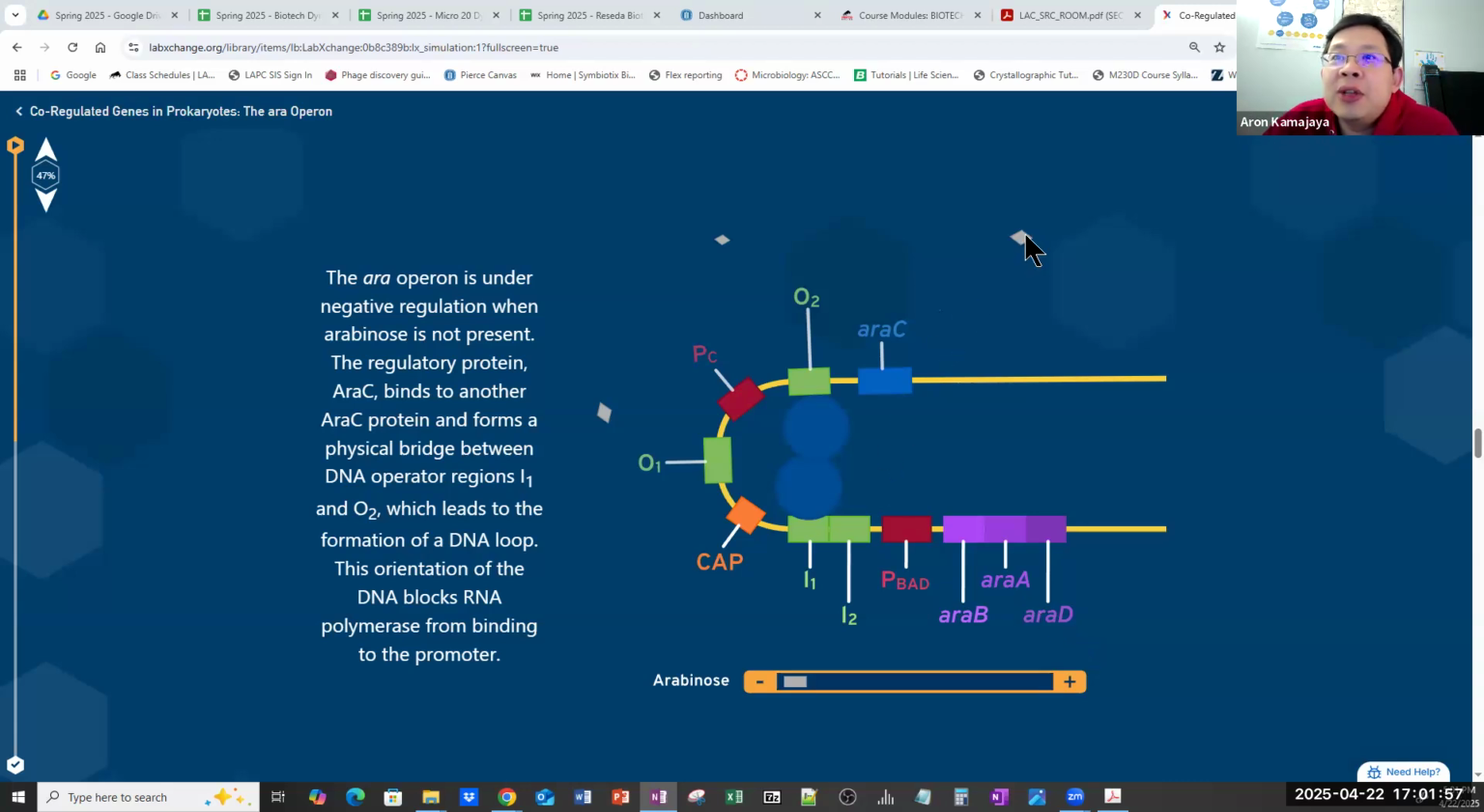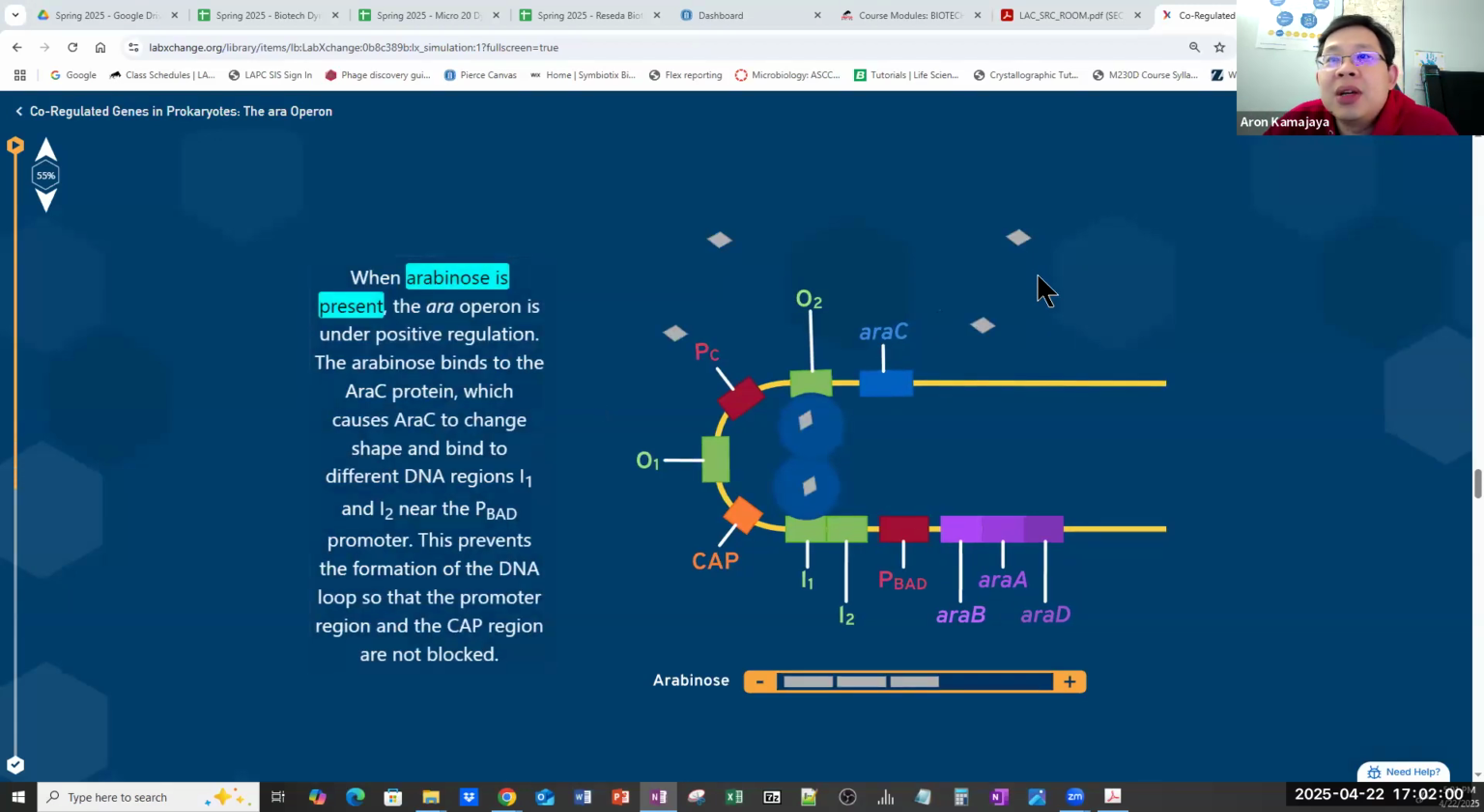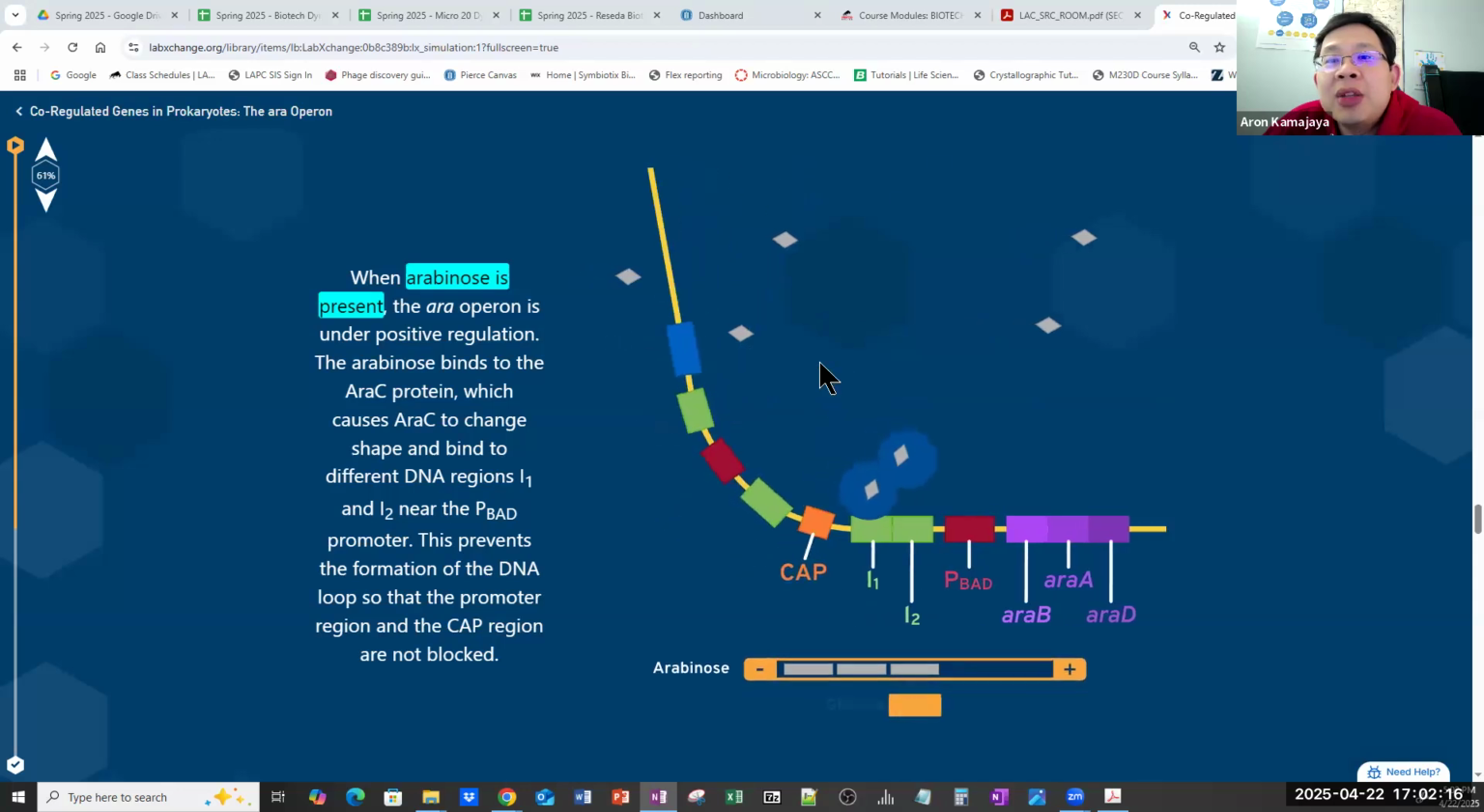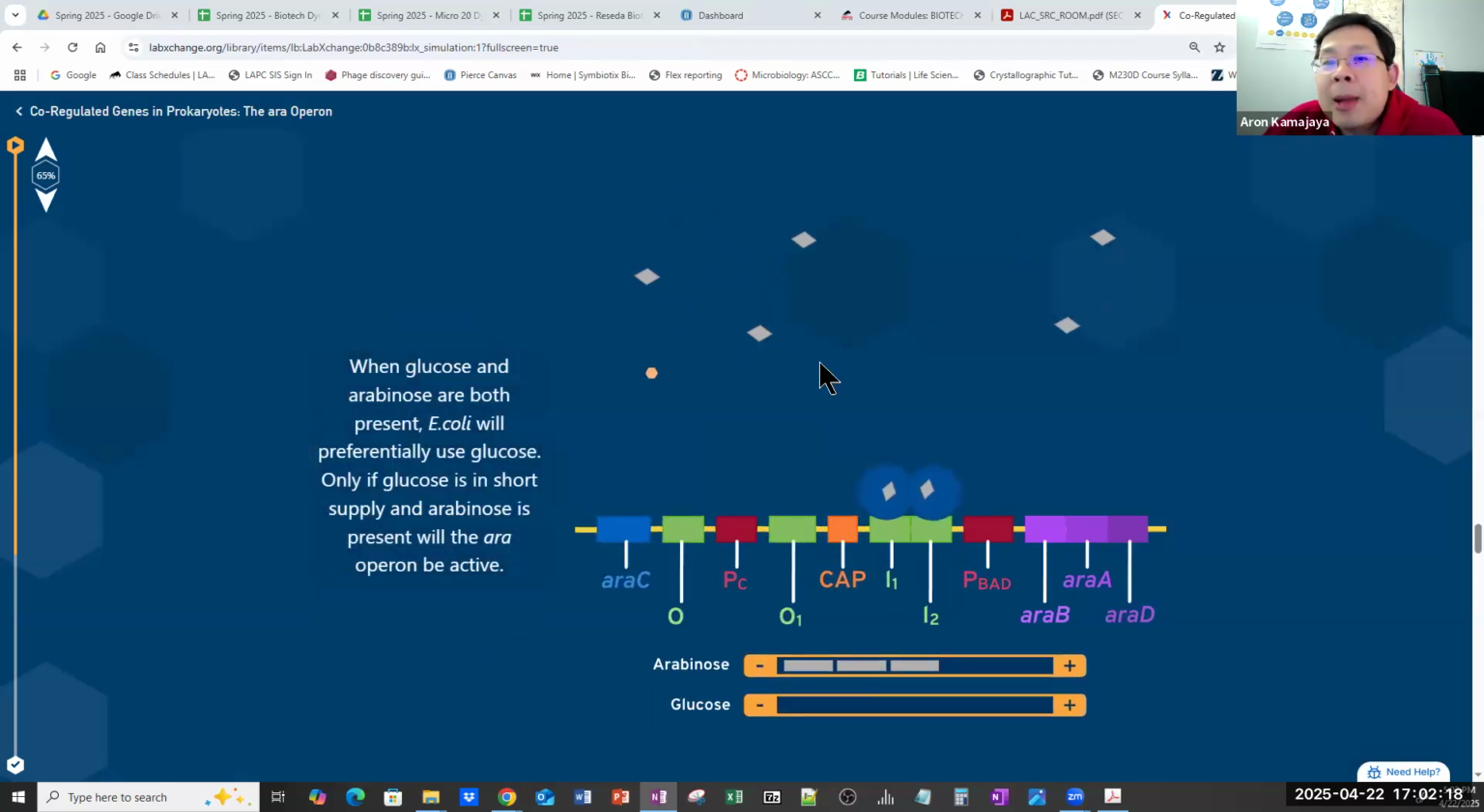Now, what happens when you introduce arabinose? When you have arabinose, it binds to this RRC, and because it binds to RRC, it switches the conformation, it switches the shape. Now it will release the O2, like I told you earlier, and bind to I2 instead. By doing so, number one, it releases the loop, so now it opens up the loop. Now it allows the RNA polymerase to come by and have access to this promoter.